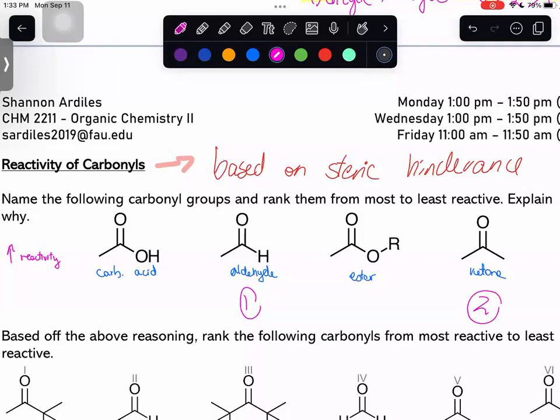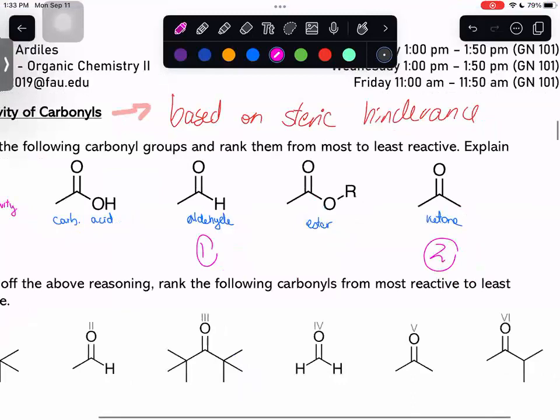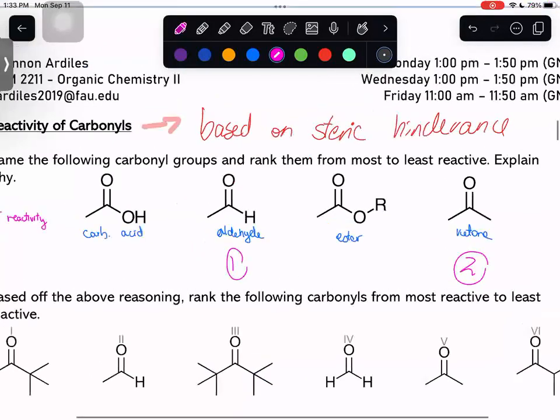So with aldehydes, you have a little hydrogen. That's such a small atom, there's no steric hindrance. Ketones are where you start to get more bulky. Now, the next ones are going to be with oxygens. What's going to be bigger, oxygen or carbon? It's going to be oxygen. So those are going to be the last ones, not as reactive.